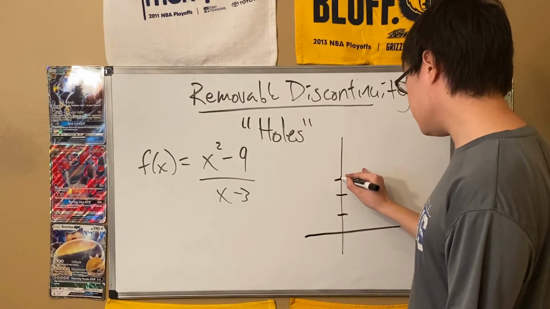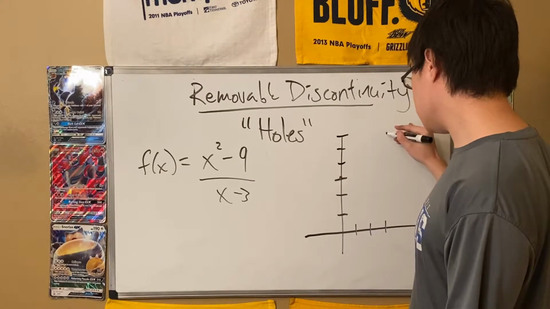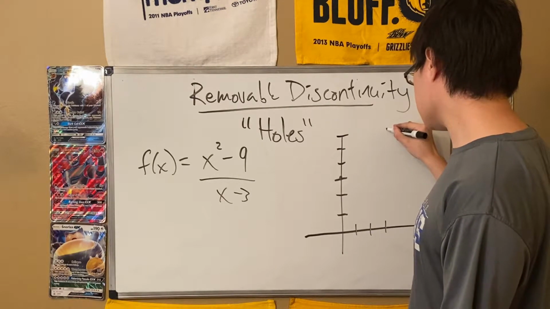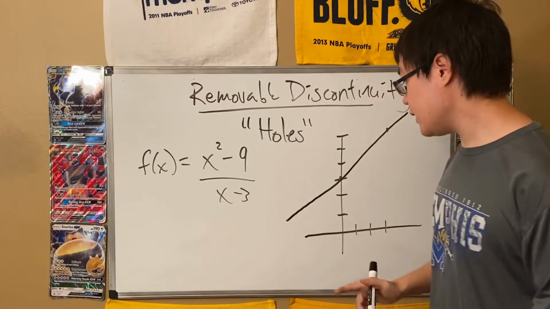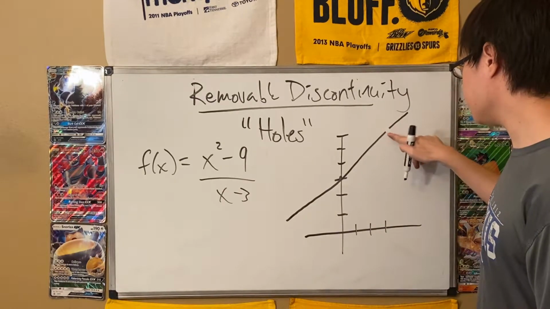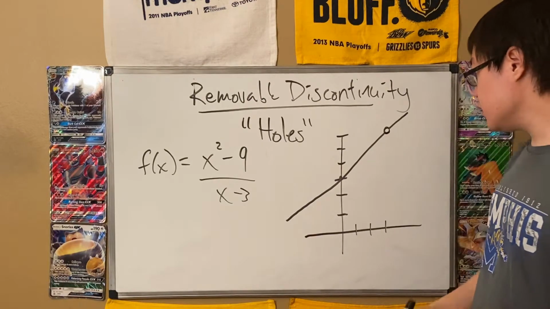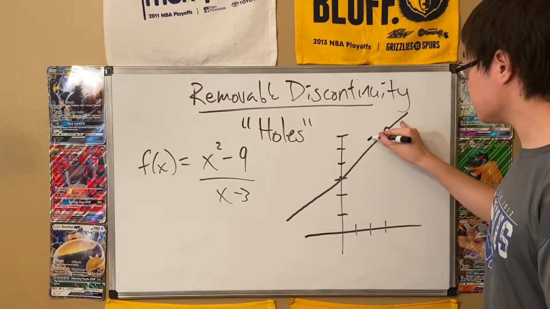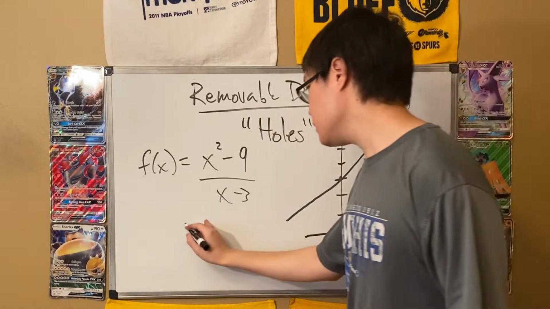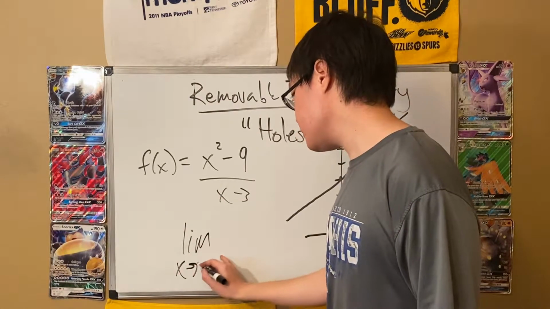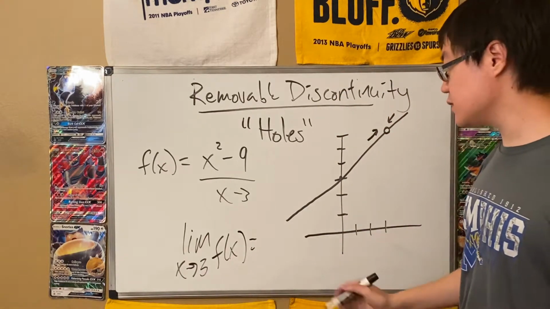1, 2, 3, and then up 1, up 1, up 1. So x plus 3 right here. So it's this line right here, except that at the point x is equal to 3, there's a hole. And that's basically your function. So you certainly can find the limit. The limit is going to be this y value 6, because notice what you're going towards is this y value 6. So the limit actually exists. The limit of this function from both sides, either the left side or the right side, is the number 6.